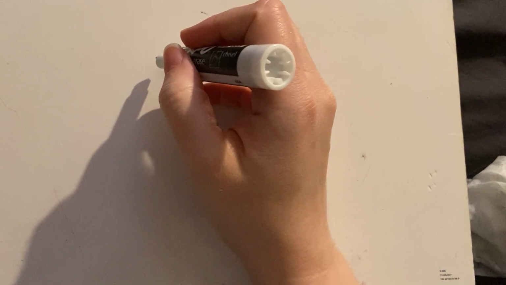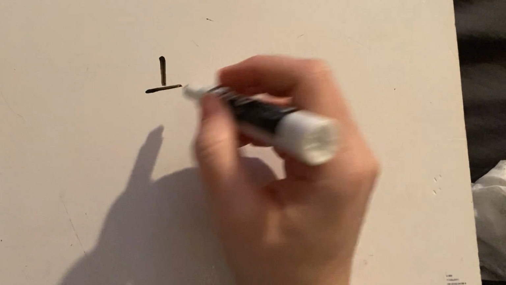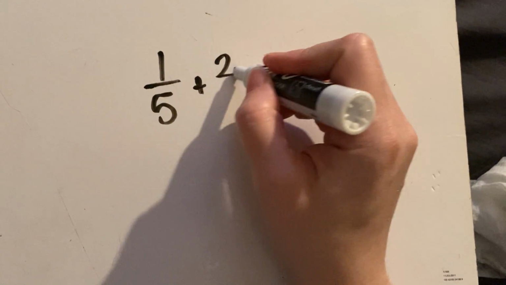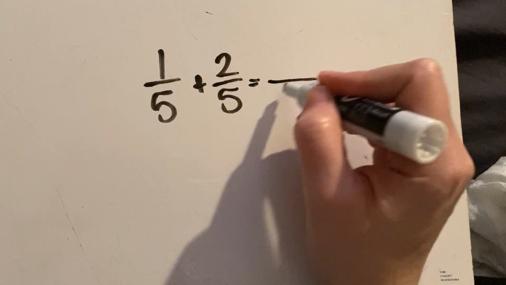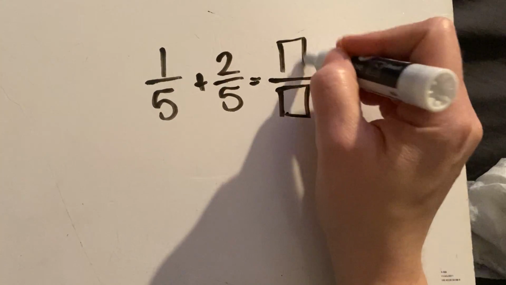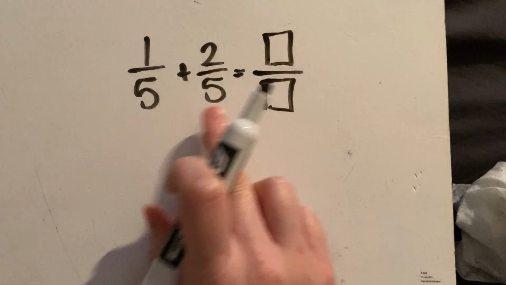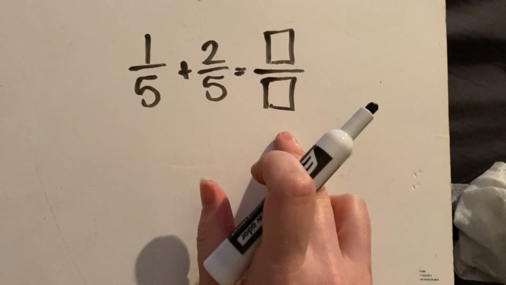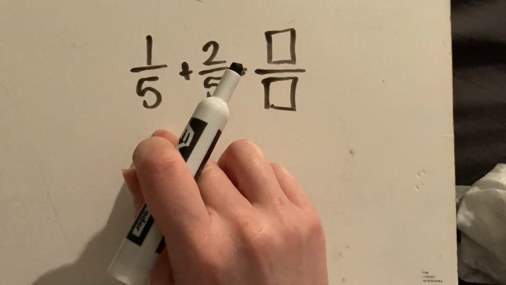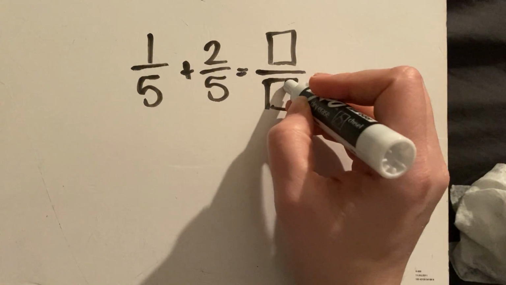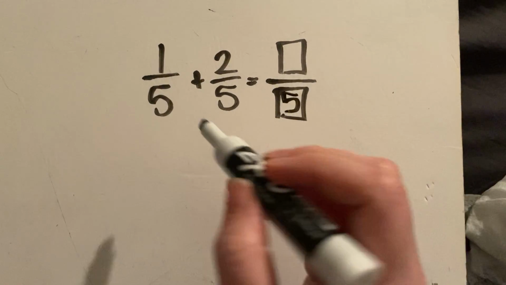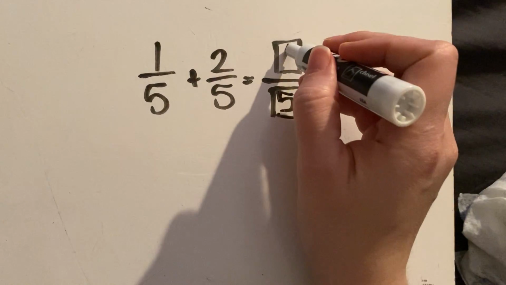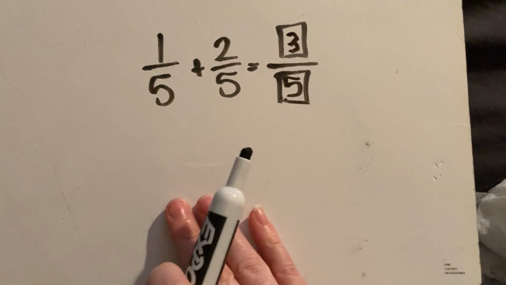So let's say I have 1/5 plus 2/5, and then my answer, both the numerator and denominator are blank. Well, again, all of these have the same denominator, so I don't have to find a common denominator. I just have to remember that it stays the same in my answer. So the denominator here is 5. That means my answer, the denominator, is 5. Then all I have to do is go across the top and add. So I have 1 plus 2 is 3. So my answer would be 3/5.